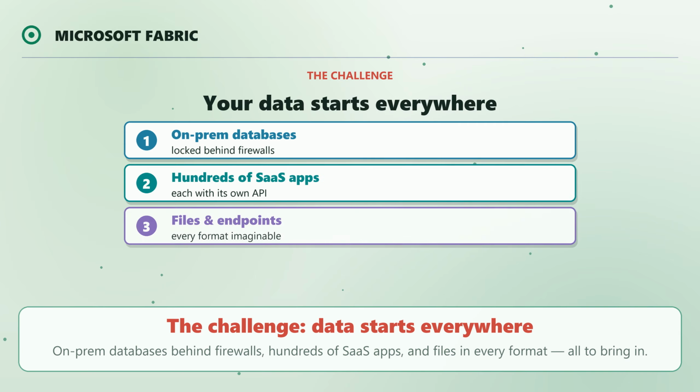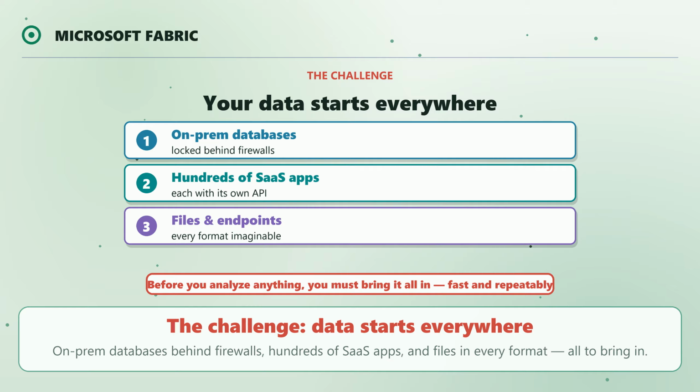To see why Data Factory matters, look at where your data actually lives, because it's never in one tidy place. Some of it sits in on-prem databases, locked away in your own data center behind a firewall with no public access. A lot of it lives in SaaS applications. You might have hundreds of them, and each one exposes its own API with its own quirks and its own way of paging for records. And the rest is files and endpoints in every format imaginable. CSV versus JSON, Parquet, whatever a partner happens to drop in your storage account.